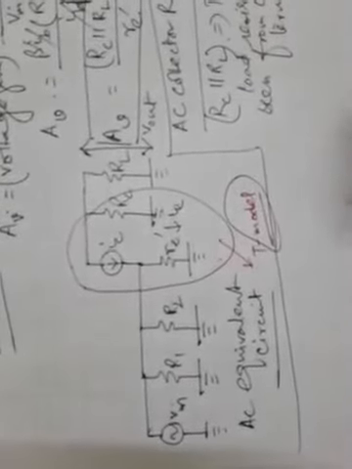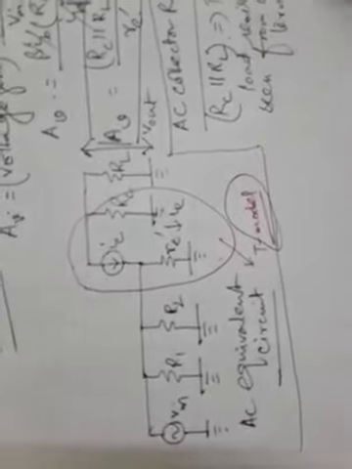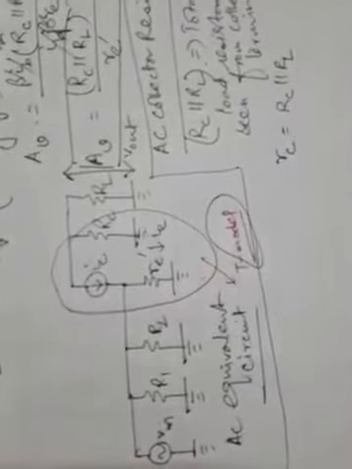Now this total resistance is called the AC collector resistance, and it is represented by the symbol rc. So rc is small rc, as opposed to capital RC. It is represented by small rc, which is nothing but capital RC in parallel with RL. So this is another formula.